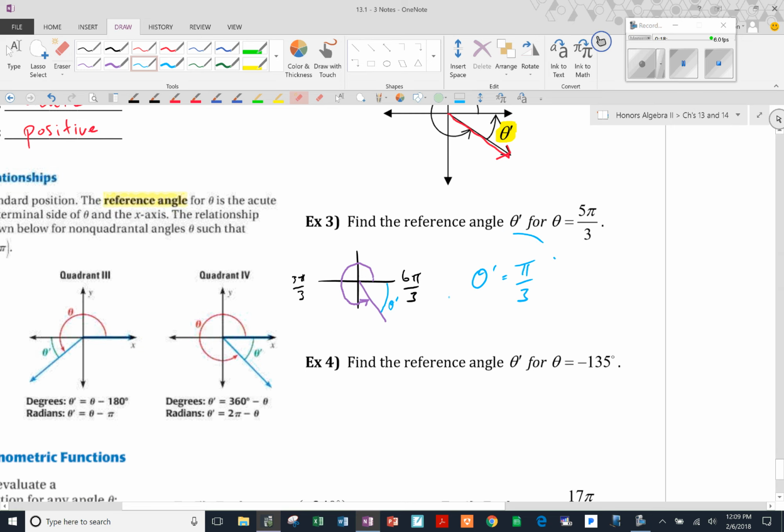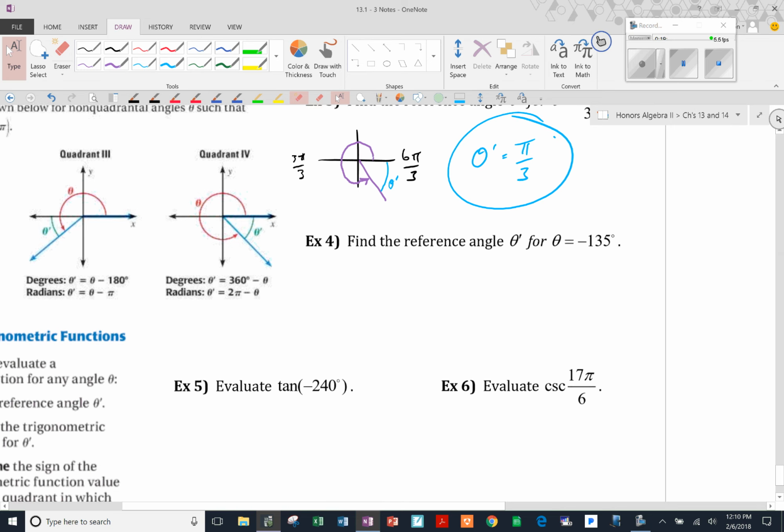The reason why we want to know the reference angle is 5 pi over 3 and pi over 3 have the same trig functions. In fact, we're going to make a little trig table here in a second, but if you remember what the trig functions are of pi over 3, 5 pi over 3 has the exact same values, except because it's in what quadrant? Fourth, cosine will be positive, sine will be negative, tangent will be negative. Otherwise, all the values are the same. Okay, let's try another one.